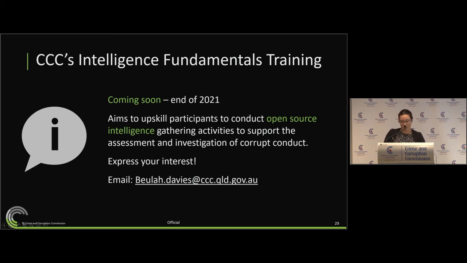So this course will cover basic fundamentals of intelligence practice and methodologies, with a particular focus on upskilling participants to conduct open source intelligence gathering activities in a very safe, covert way, and build capability around accessing publicly available information to support the assessment and investigation of corrupt conduct complaints.